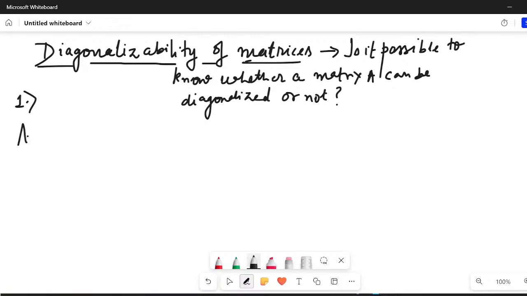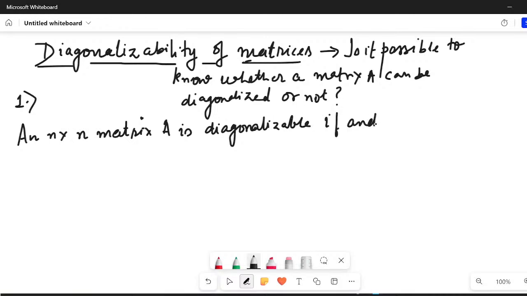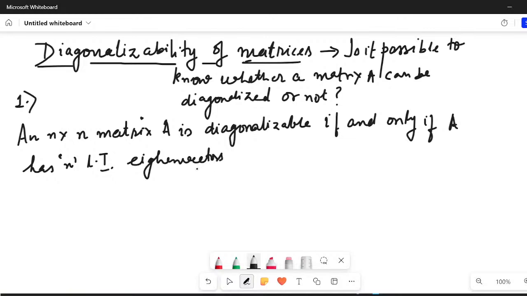The first thing is, an n cross n matrix A is diagonalizable if and only if A has n linearly independent eigenvectors. So if a matrix A is such that it has n linearly independent eigenvectors, then A is a diagonalizable matrix.